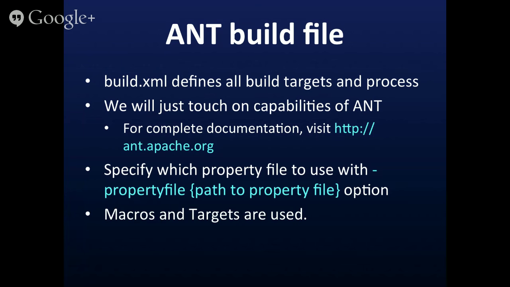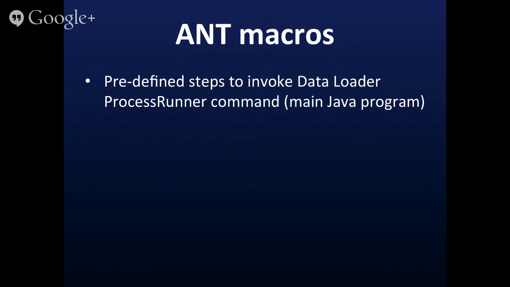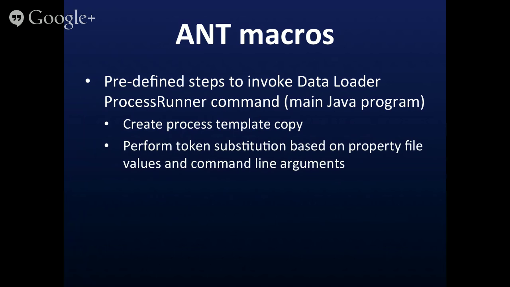And then there's a concept of macros and targets. Ant allows you to set up macros, which are predefined steps. You can set them up for all kinds of stuff, but we use them to invoke the data loader process runner command, which, if you took a look at that bean definition, is the name of the Java program that runs. Like I said, it creates a copy of that process template. It does the token substitution based on everything in your property file and any other command line arguments we pass in. Then it invokes that Java program with that process file.